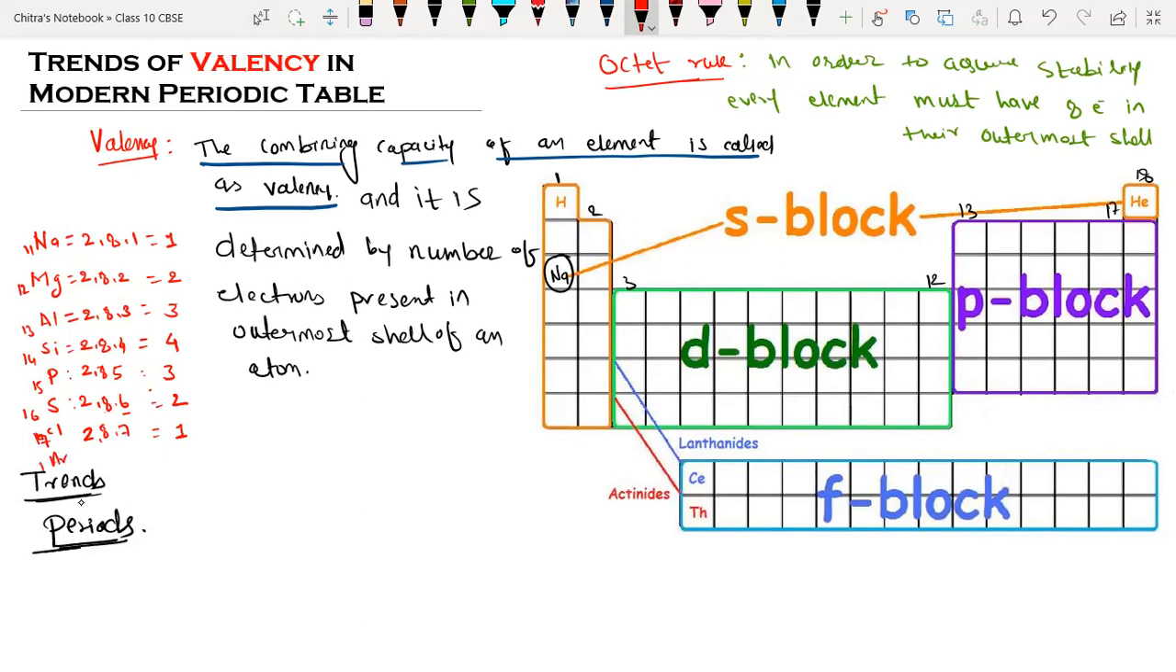Then we have argon. Atomic number is 18 and electronic configuration will be 2, 8 and 8. So see, it has 8 electrons in its outermost shell, so its octet is complete. So it is not going to gain or lose electrons. So its valency will be 0. So as we can see here, when we are moving left to right, valency increases from 1 to 4, and then decreases from 4 to 0. So this is the trend of valency in periods.